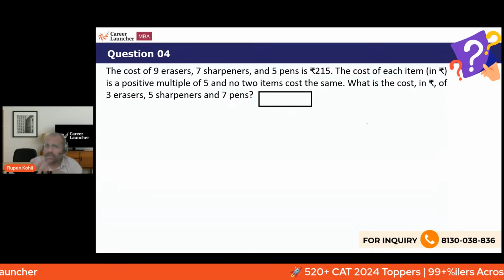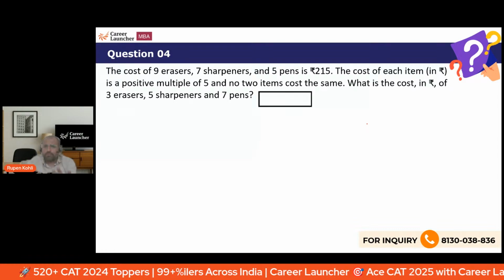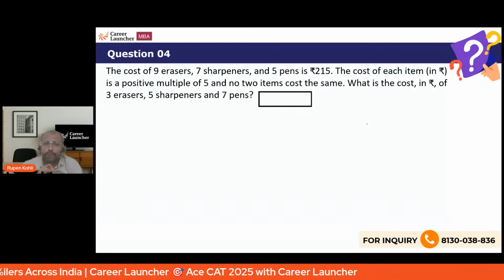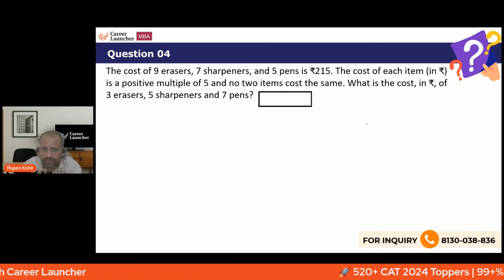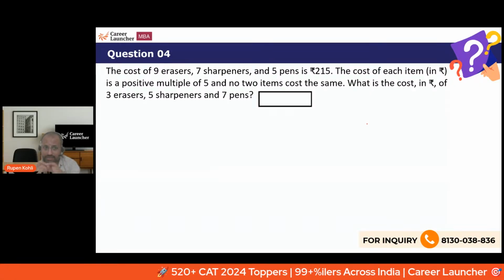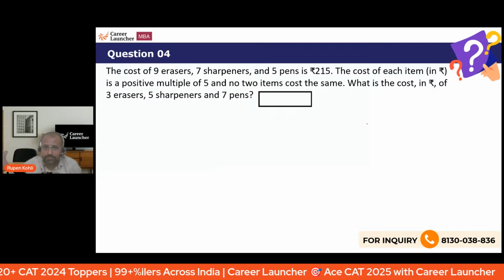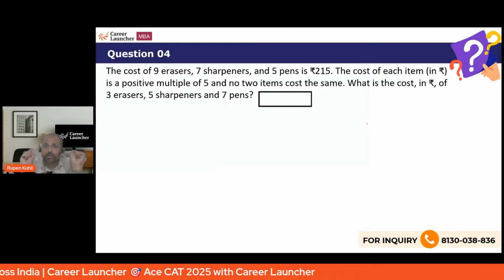So, for example, if erasers cost 10 rupees, then sharpeners and pens cannot cost 10 rupees. They must cost some multiple of 5 but except 10. Wonderful. The cost of these items is given as 215. What is the cost of 3 erasers, 5 sharpeners, 7 pens? It's a theta question. Means the answer cannot be that it cannot be determined, data insufficient. You have to answer, and the answer is there to be had.